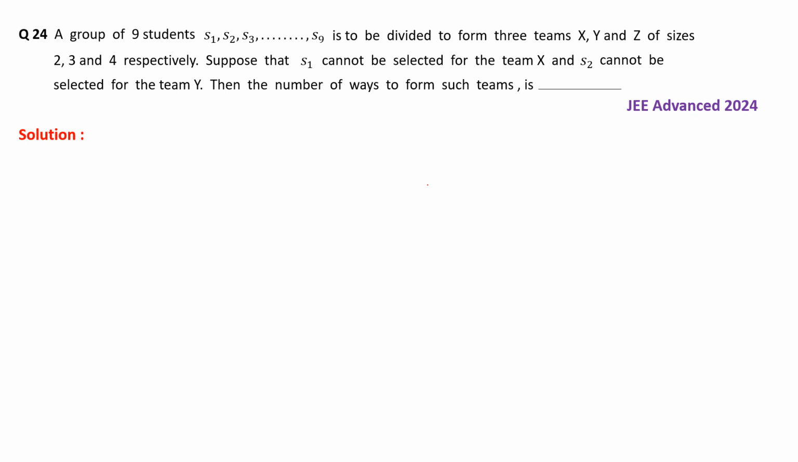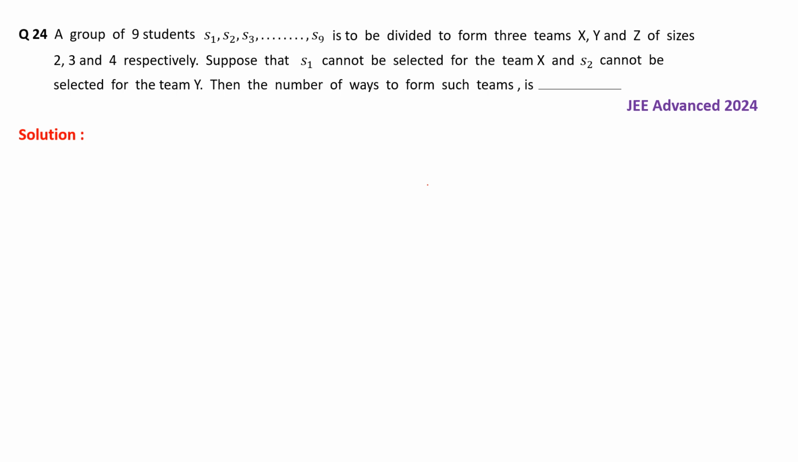It says a group of 9 students S1, S2, S3 and so on up to S9 is to be divided to form 3 teams X, Y and Z of sizes 2, 3 and 4 respectively. Suppose that S1 cannot be selected for the team X and S2 cannot be selected for the team Y. Then the number of ways to form such teams is.